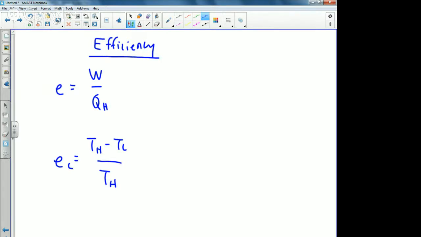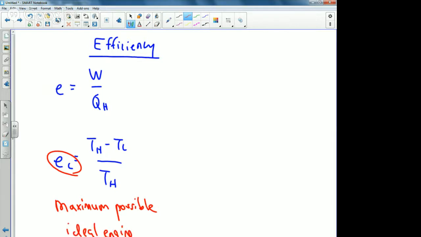In a question, if they ask about efficiency, can you use either one? No. If they say maximum possible efficiency, or they say ideal engine, or Carnot engine, it's obvious. If those are the key words, then you can use Carnot. Otherwise, every other case is E equals work over QH.